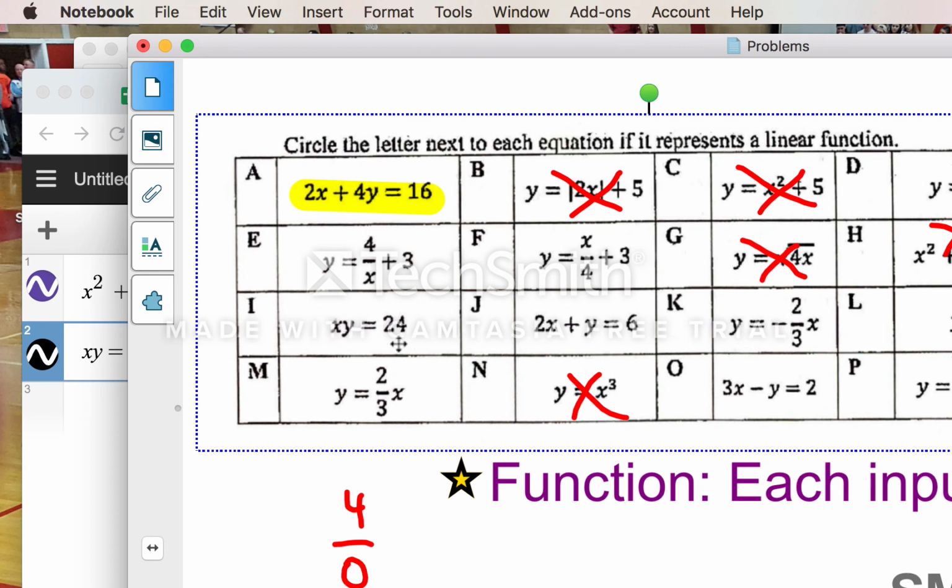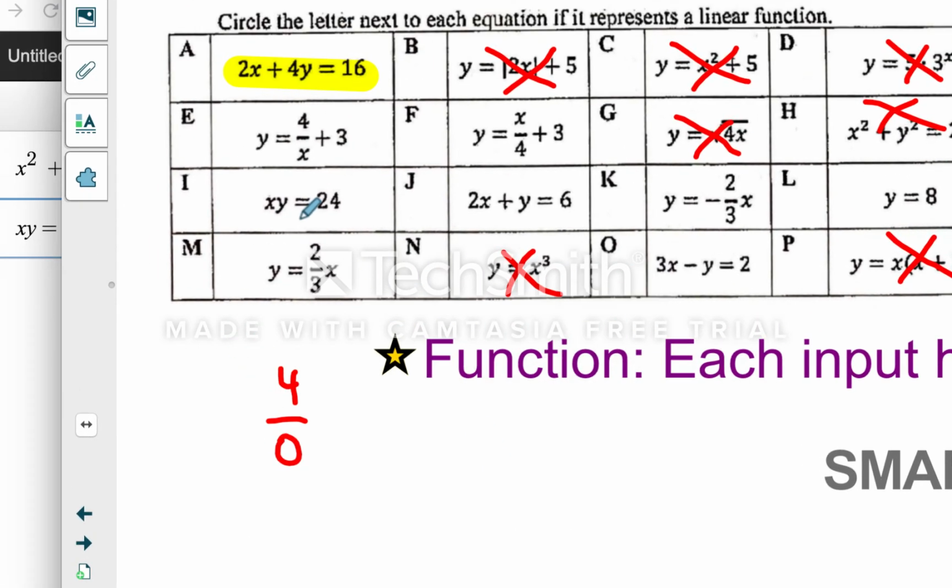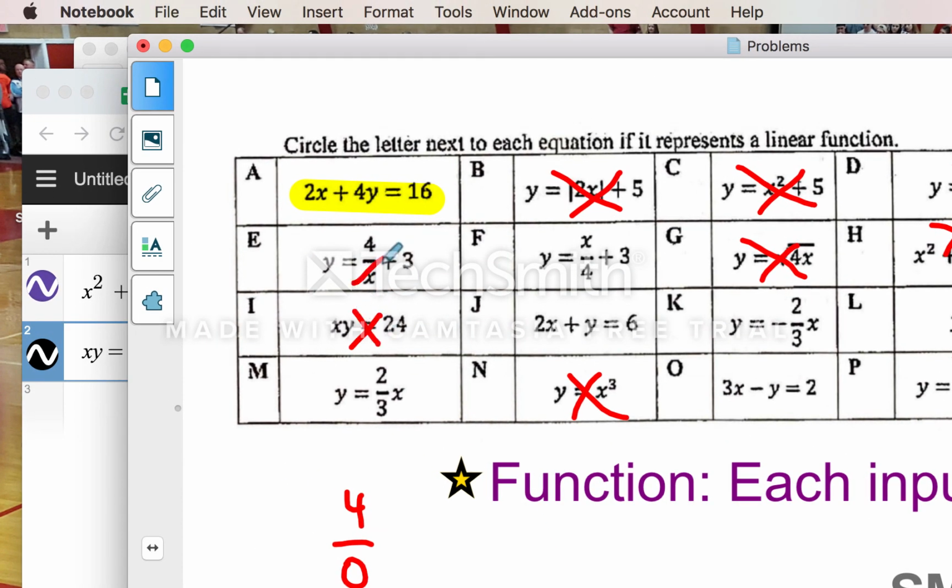and similarly I, if you were to divide each side by x here, you get y equals 24 over x. So x can't be on the bottom. So what we're left with is everything that can be linear. So if it isn't crossed out in red, you can safely assume that those are in fact linear.